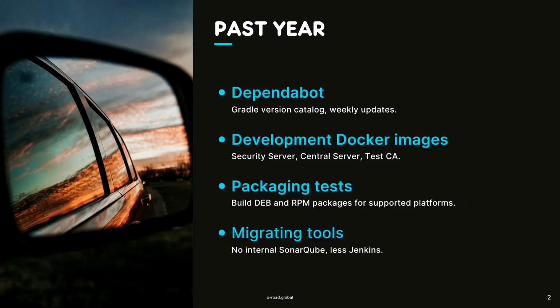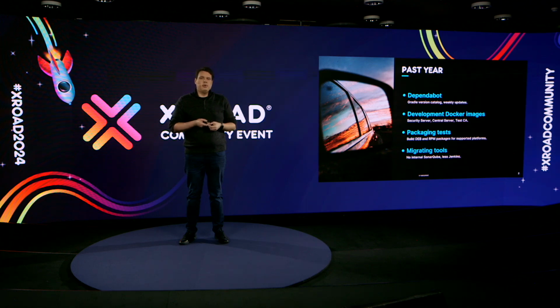And the next big thing is our development Docker images, which I will talk about a bit more in depth in the next slide. However, just to mention that we do now have a fully working security server, central server, test CA, and even example services set up on Docker Compose, so that it's much easier for developers and others to actually run it and test X-Road.